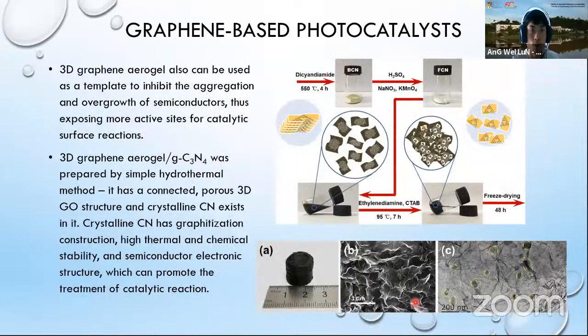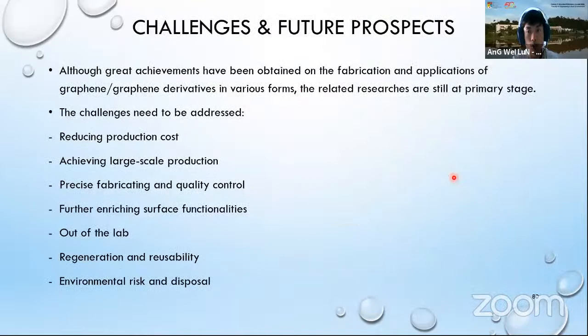So it could be in the form of the photocatalyst. It's not necessarily in the form of nanoparticles, but it could be in the form of aerogel, a 3-dimensional structure as well. So this will be easier for us to handle. So you can incorporate the photocatalyst in this aerogel, the 3D graphene aerogel, and then you can use it for the degradation of pollutants. So lastly is on the challenges and the future prospects.